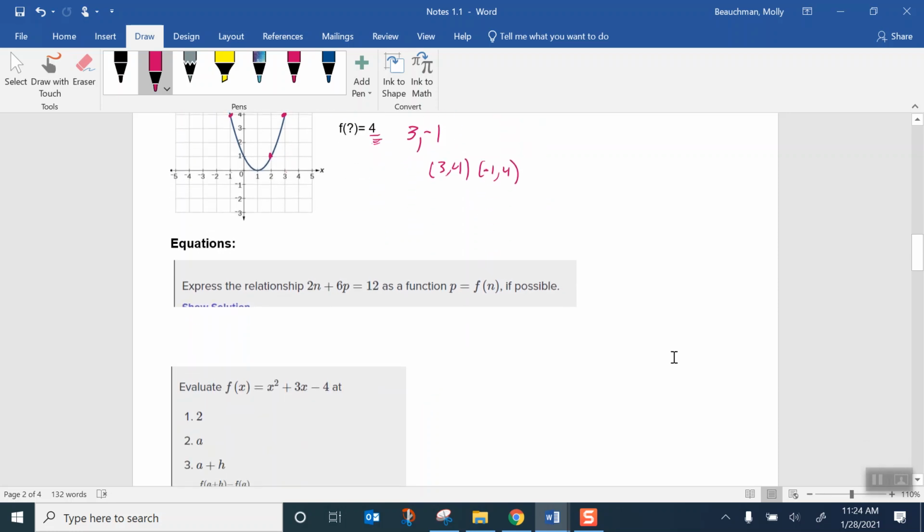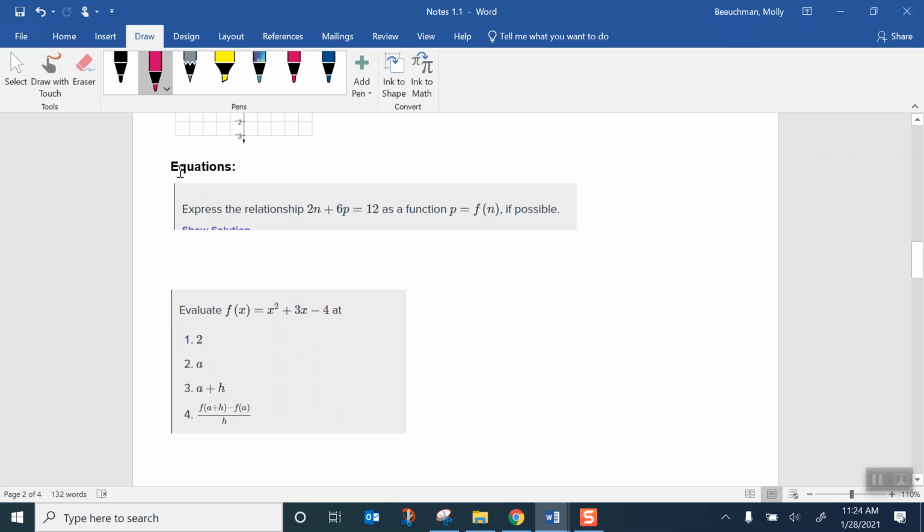All right, so taking a look, the third way you might see a function is in equation form. If you have directions to explain the relationship 2n plus 6p is equal to 12 as a function of p equals f of n, that means to solve the equation for p. So we have 2n plus 6p is equal to 12. Take the 2n to the other side. 6p equals negative 2n plus 12. Divide everything by 6. We get p is equal to negative 1/3 n plus 2.